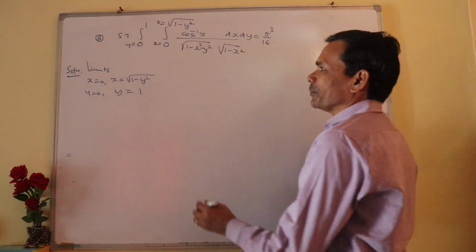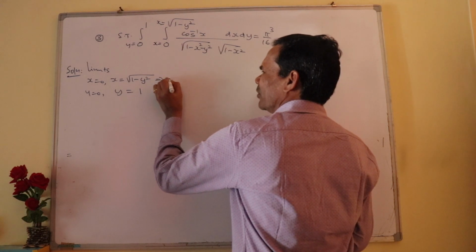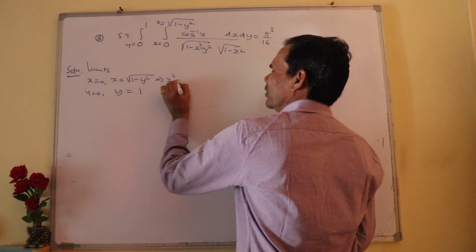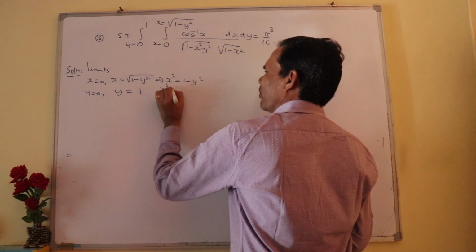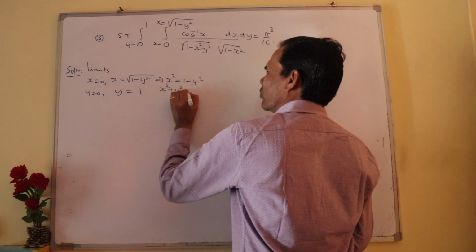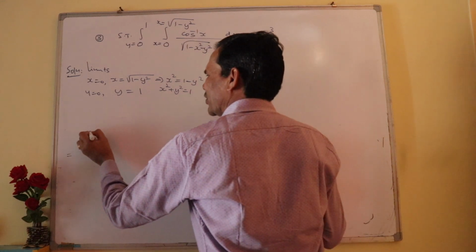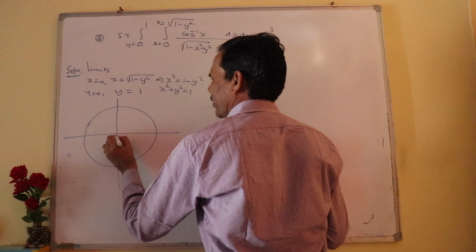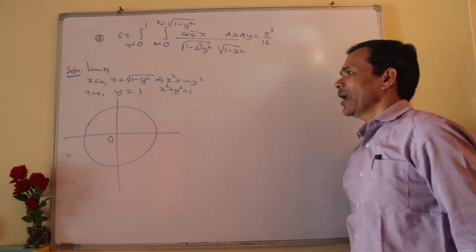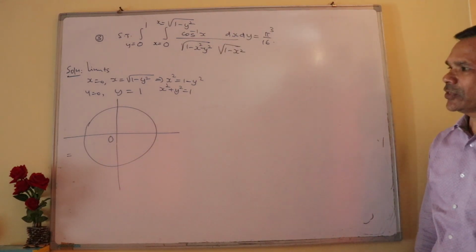So if you observe, again the same thing, you are getting x square is equal to 1 minus y square. So x square plus y square is equal to 1. This is again a circle with center at 0, 0 and radius is 1.